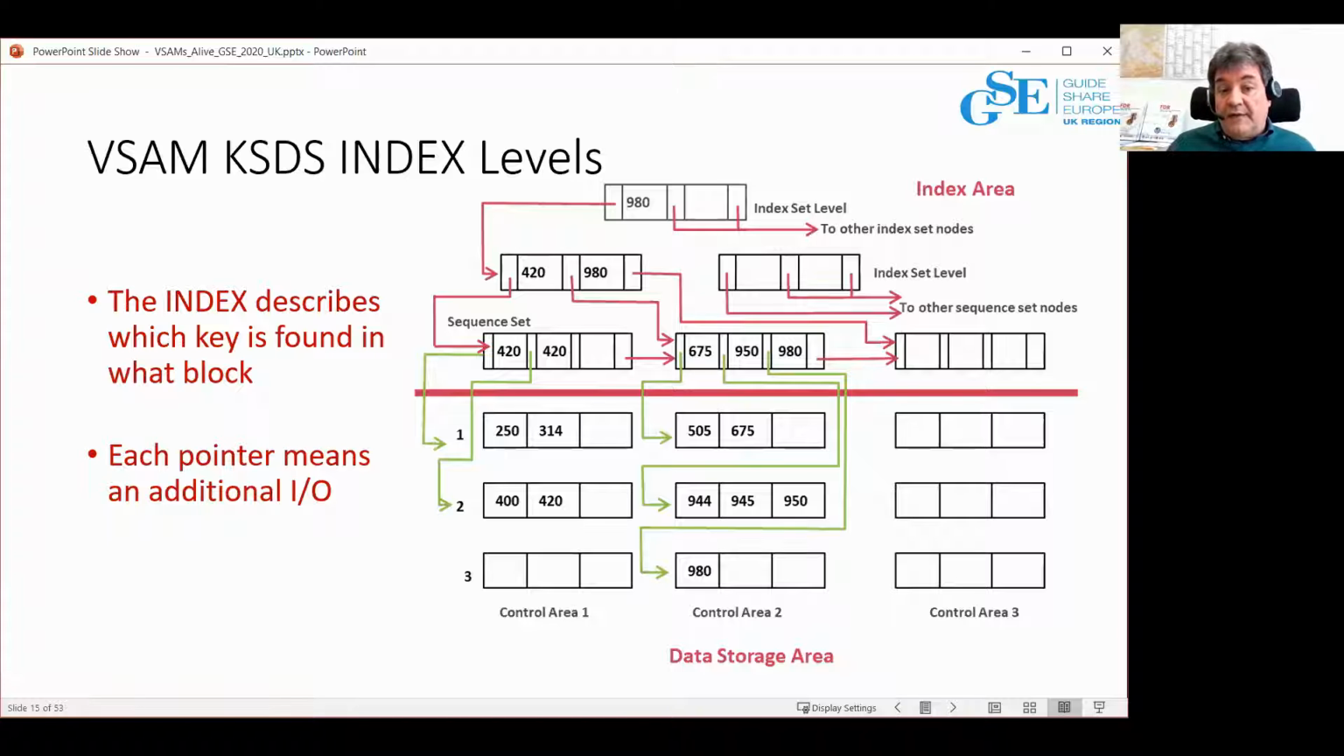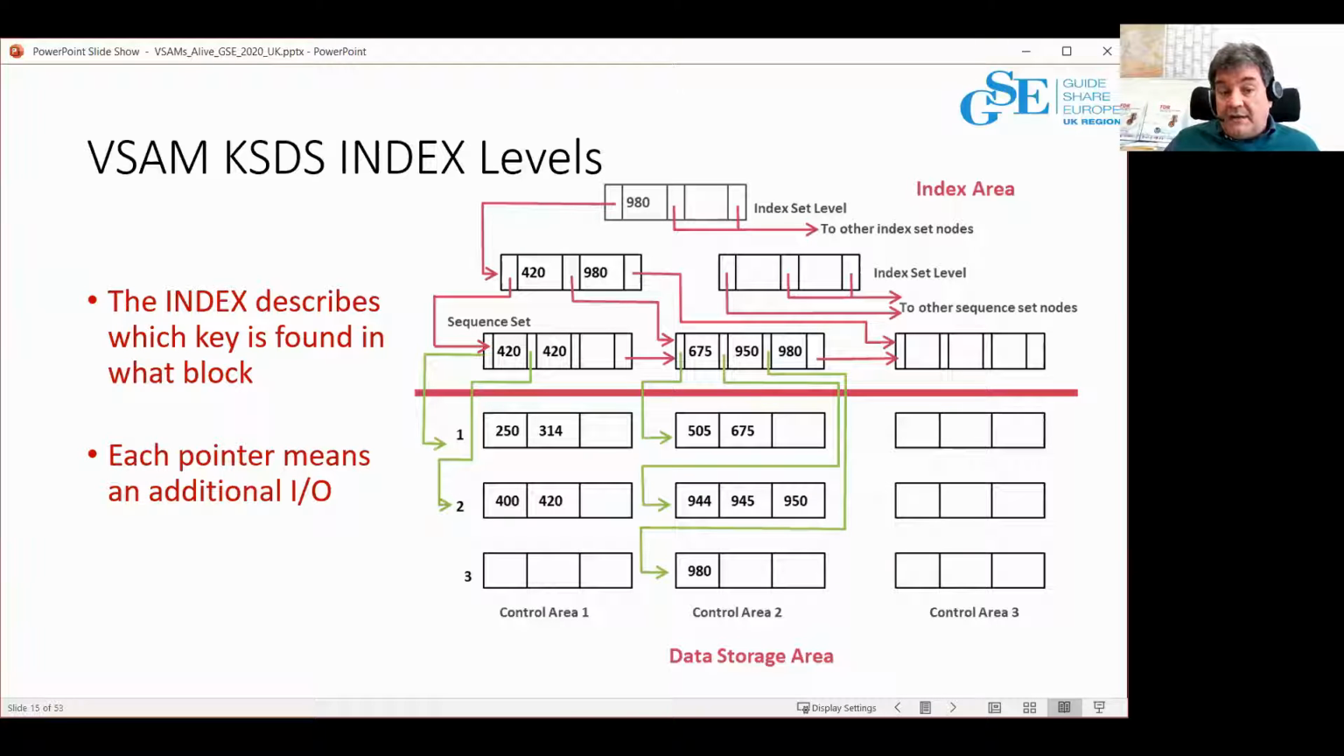So VSAM creates additional layers. There is an index set above the sequence set, and the index set is also a list of pointers where each pointer refers to a specific block in the sequence set. And this index set can have multiple levels, of course. This depends on the size of your data set and the number of blocks of your data set. So you always start with the top level index, and then we go down through all index levels, and finally you can come down to the data access.